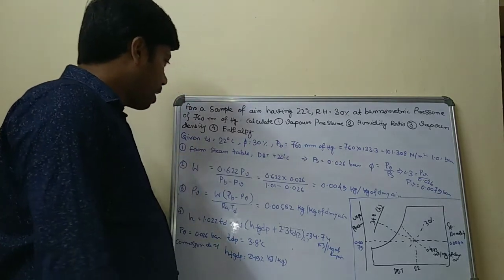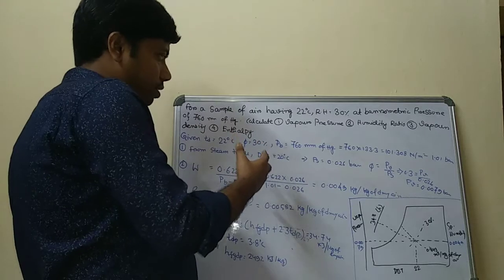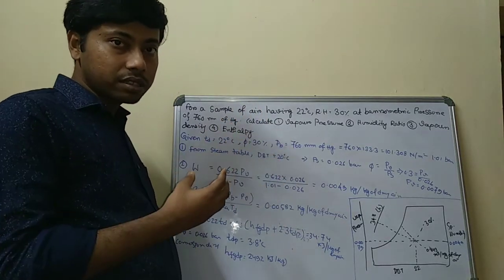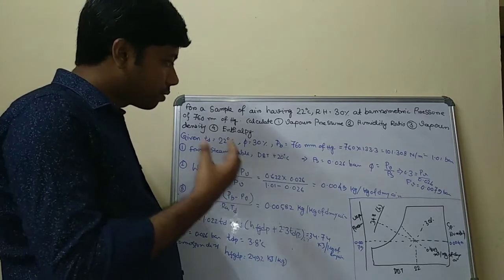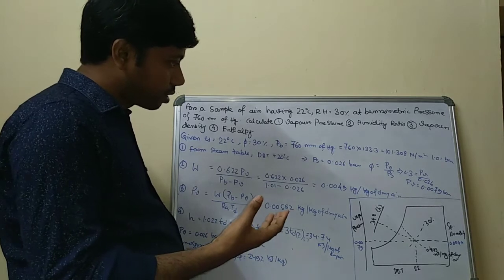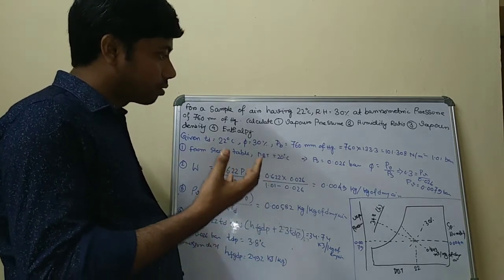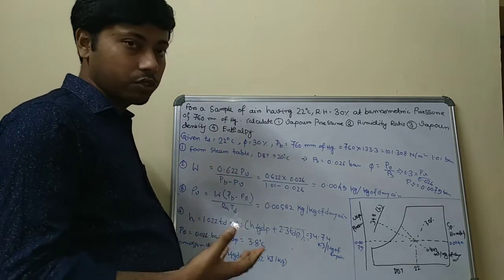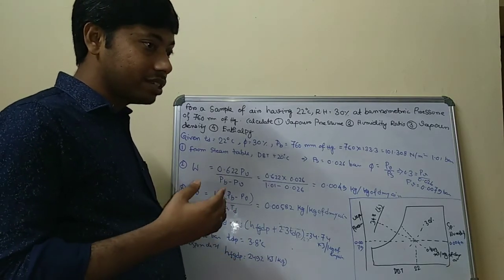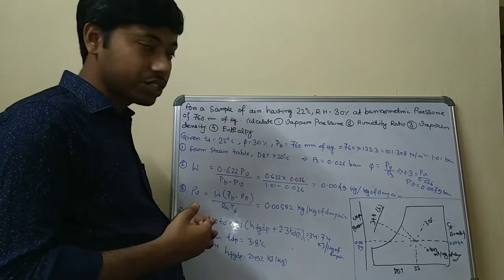Now, in this problem, what is given first? First, we solve this problem using the formulas. Then you can check your result from the psychrometric chart, because you have to understand the main applications of the psychrometric chart.